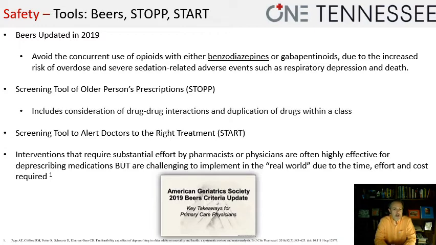And these are interventions that require substantial effort by pharmacists or physicians. They're highly effective for de-prescribing inappropriate medications, but are challenging to implement in the real world due to time constraints, increased effort, and the cost required to make these successful interventions.